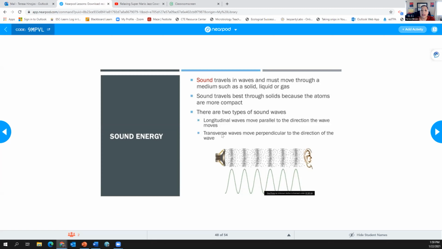So there are two different types of sound waves. There's longitudinal, which move parallel to the direction of the wave. And then there are transverse, which move perpendicular. But again, sound is just another wave.